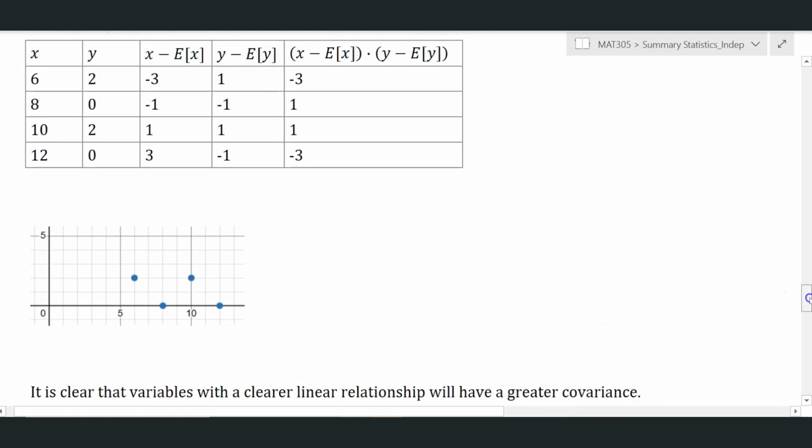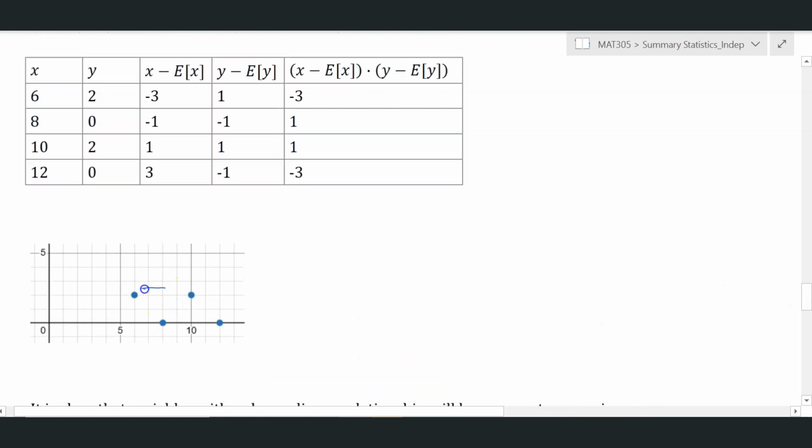Maybe it's a hot summer in Arizona, and you can see that there's really not much variation in the data. It's just sort of a cluster. And so once again, if we repeat this, the expected value of x is the same, and the expected value of y is now 1. So 2 minus 1 is 1, 0 minus 1 is negative 1, 2 minus 1. Again, notice these sum to 0 in both cases.